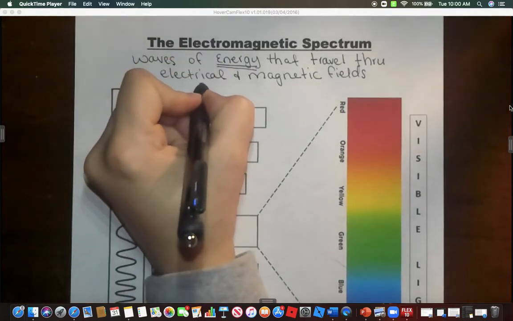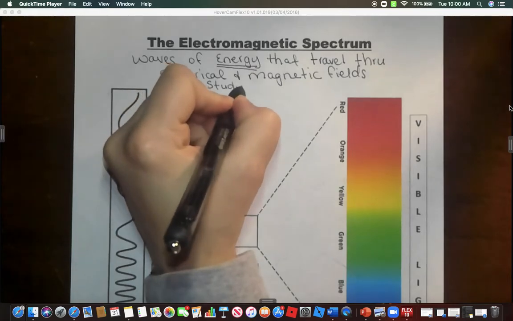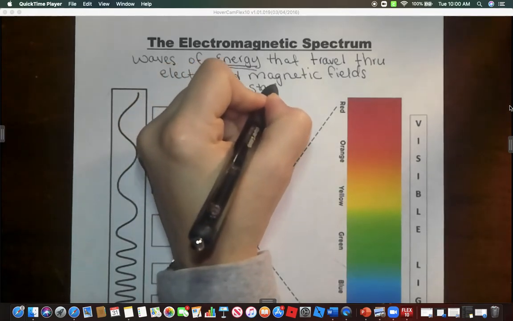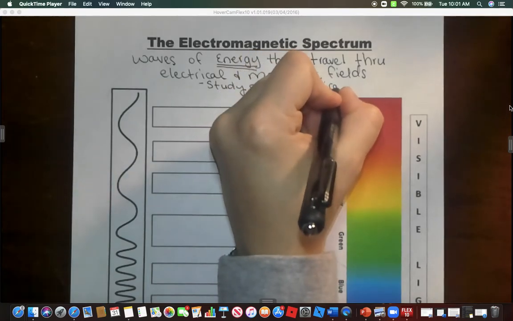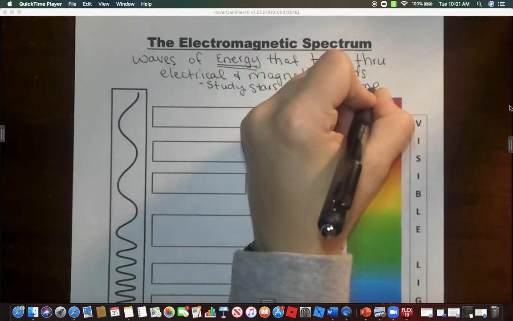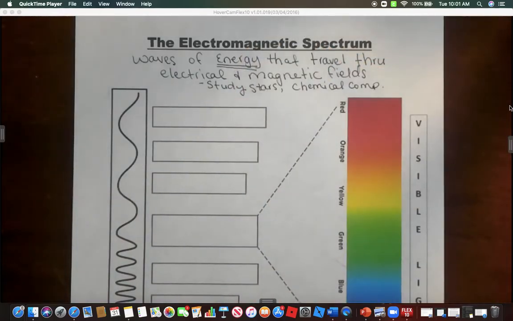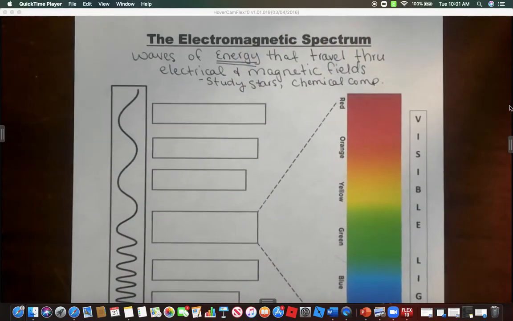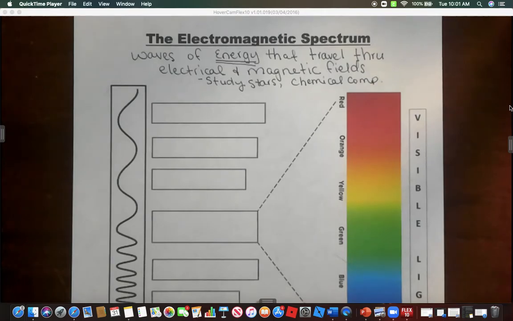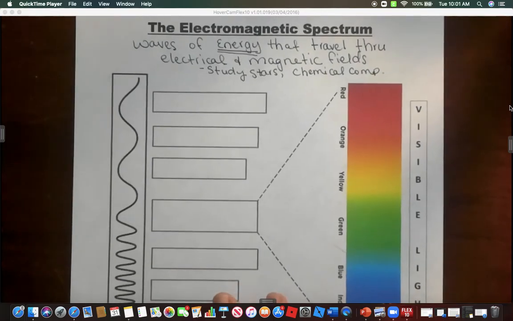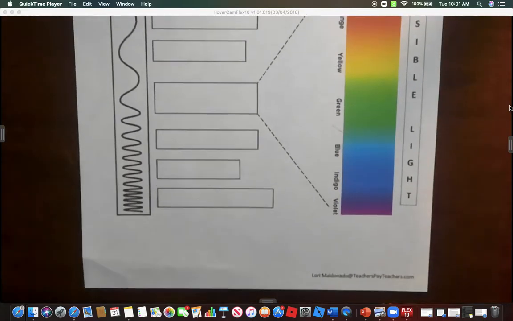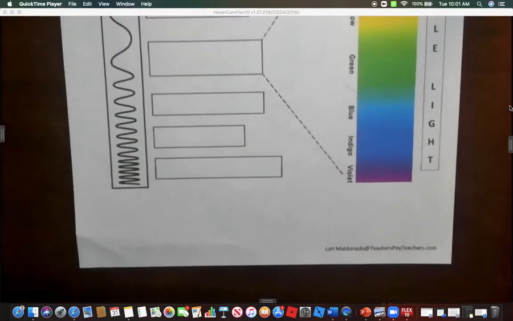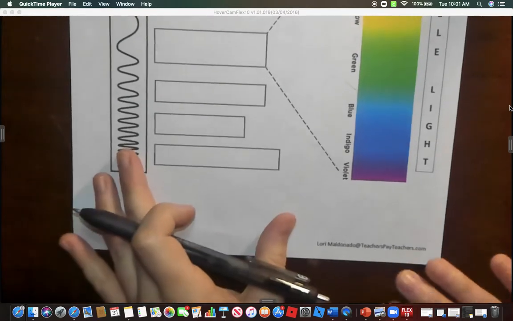So these can be used to study stars and to find the chemical composition of different substances. So the electromagnetic spectrum is going to be made up of waves. And I'm going to slide to the bottom of my paper here and teach you about the parts of a wave. So if you look down here, I'm going to draw a wave for you.